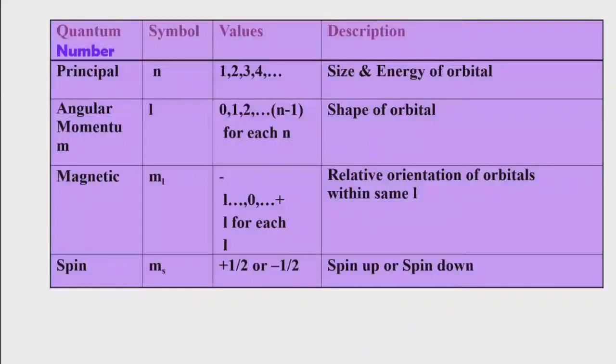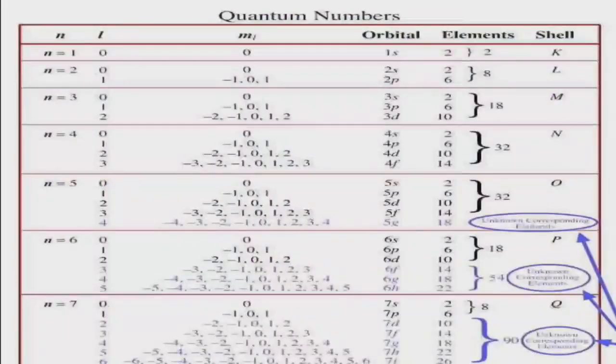Relative orientation of the orbitals. Describe relative orientation of the orbitals. Spin quantum number is represented with ms. Its values are plus half or minus half. It represents the spin of the electron. Here we will see n values and corresponding l values, corresponding ml values and corresponding orbitals.